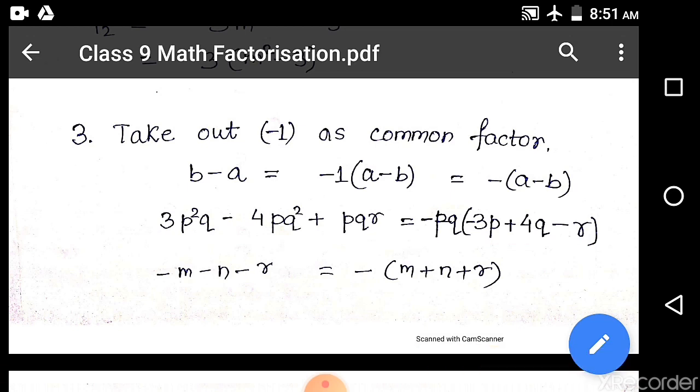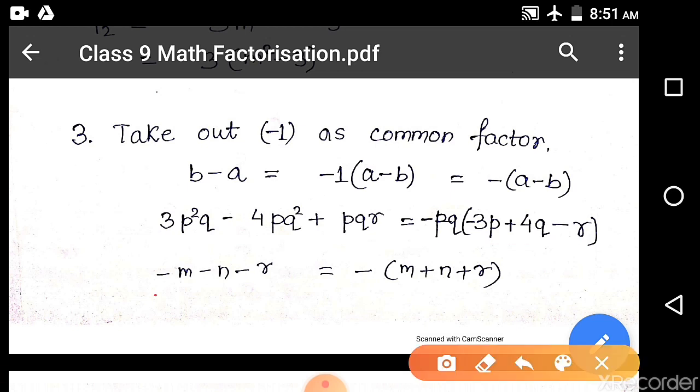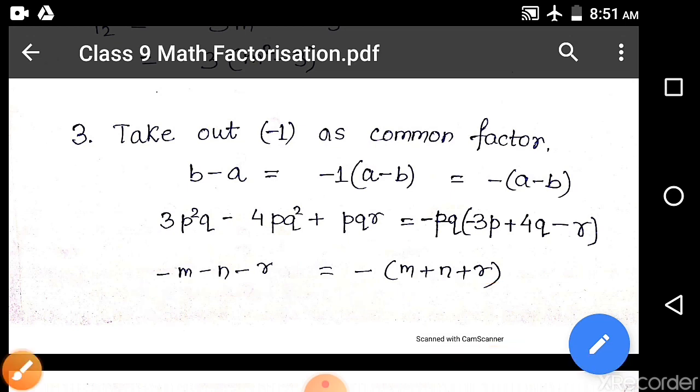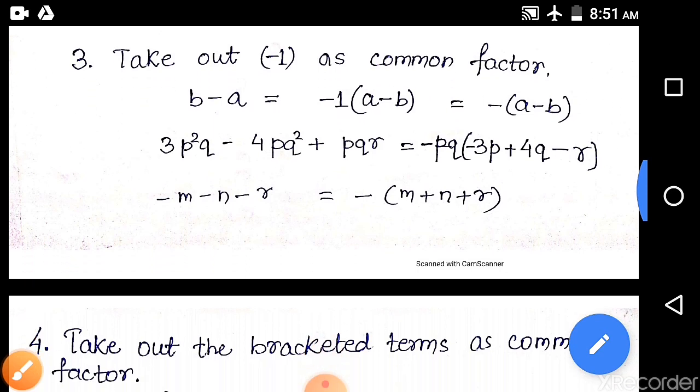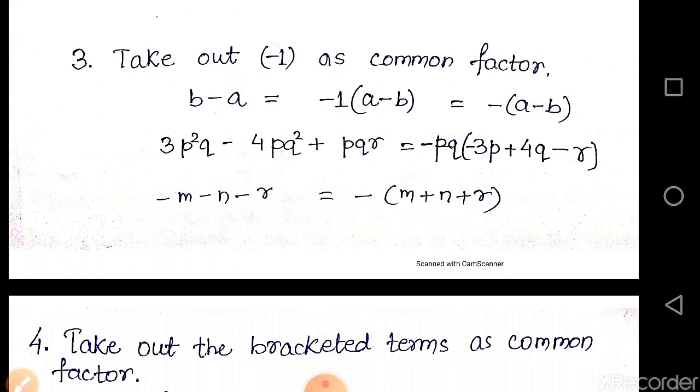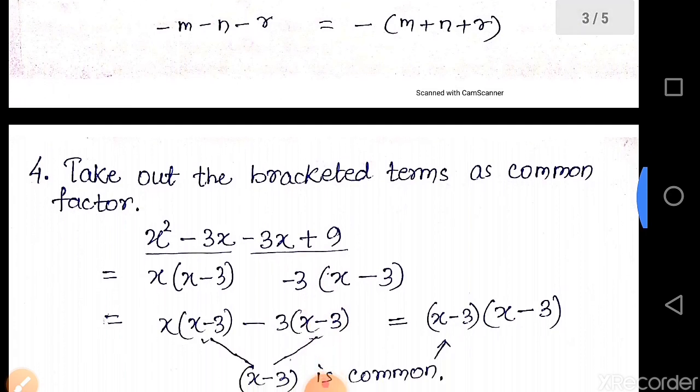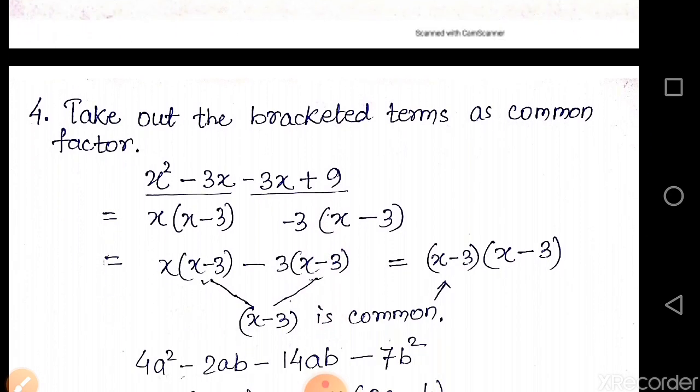Now see this example. Here we have all the terms with a minus sign: minus m, minus n and minus r. So minus can be taken out from all those three terms, and the signs of those terms change. So minus taken out common, we get minus whole m plus n plus r. In this way we can take out minus as a common factor, minus 1 or minus. Now go to the next step. We take out the bracketed terms as a common factor.